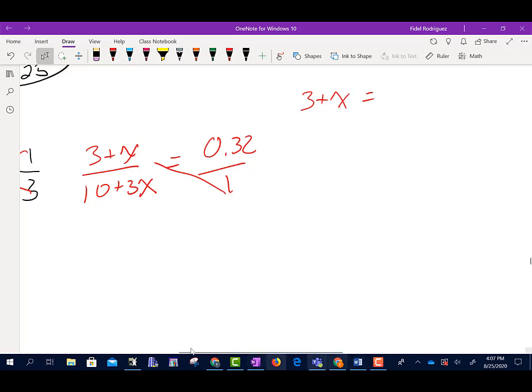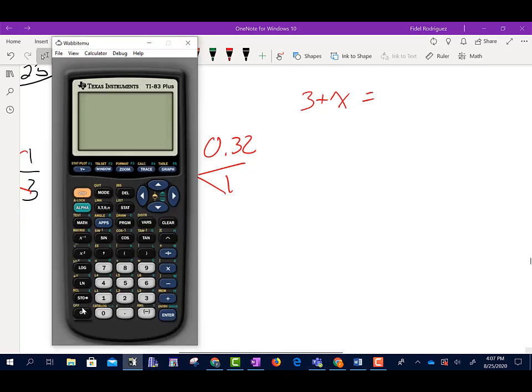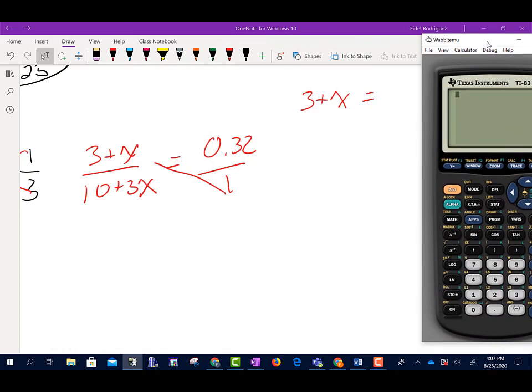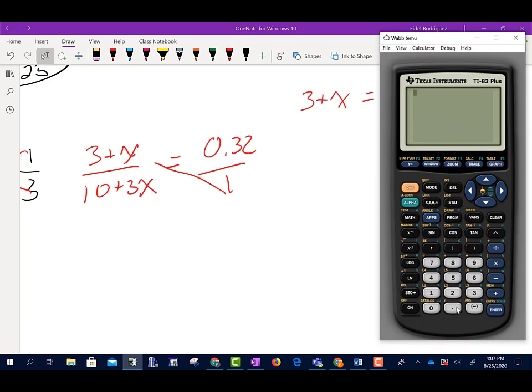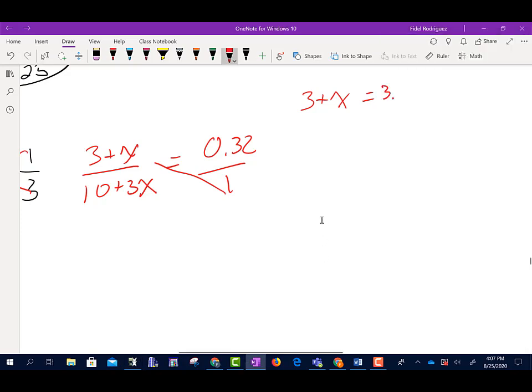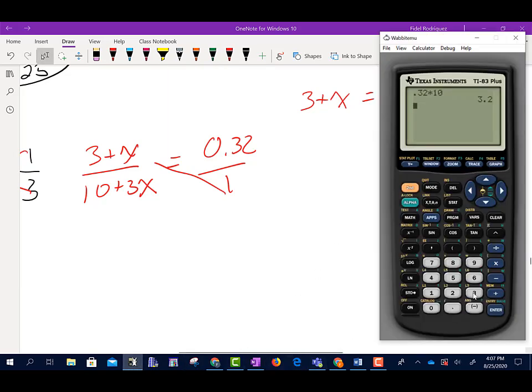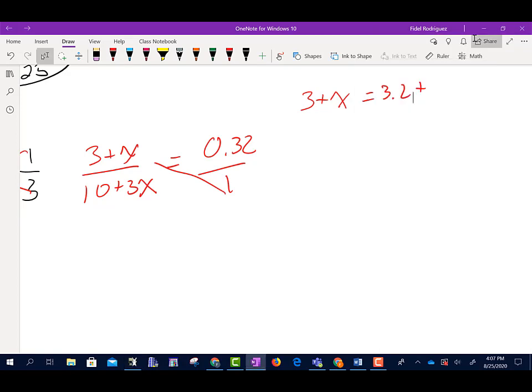And let me grab my calculator again. Turn it on. Clear it out. So 0.32 times 10 is 3.2. So 3.2 plus 0.32 times 3x. 3 times 0.32 is 0.96x.